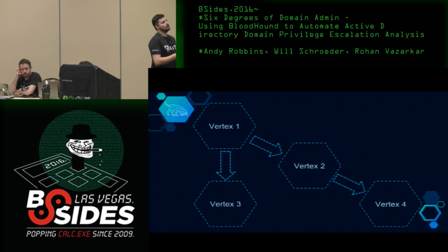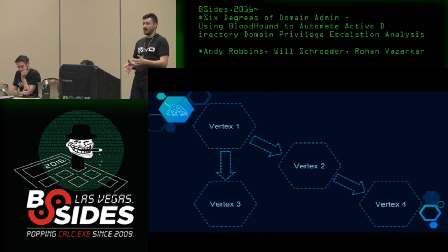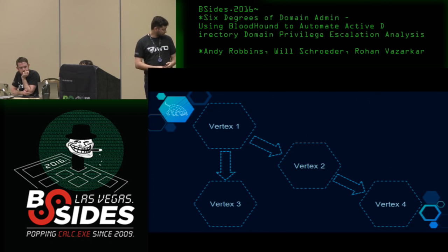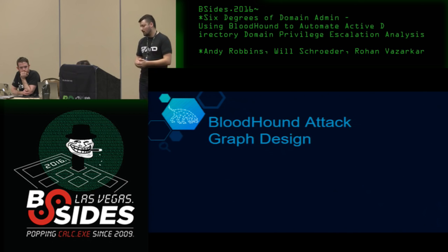On this slide, let's talk a little bit about paths. As you can see, and this is fairly simple to look at and understand, from vertex 1 to vertex 4, there is pretty obviously a path. From vertex 3 to vertex 4, is there a path? There's not, because these edges are one way. Make sense? Cool. So we have a tool that we are going to be demoing called Bloodhound.